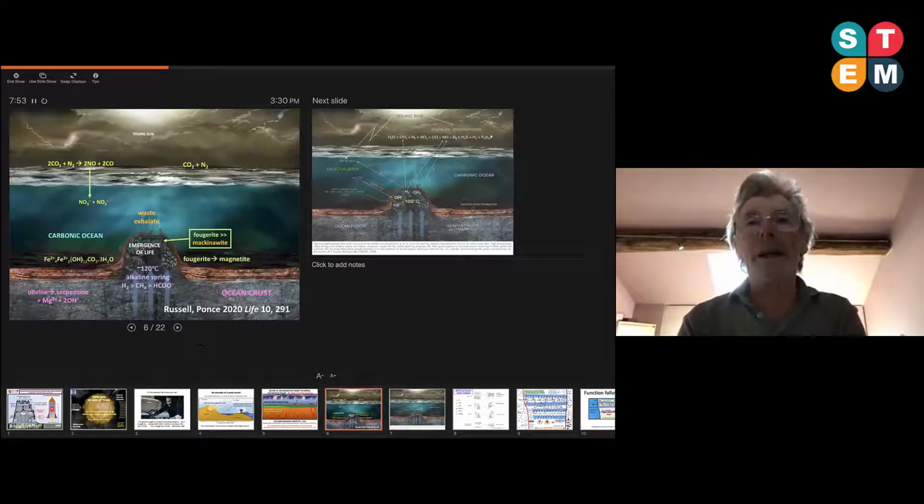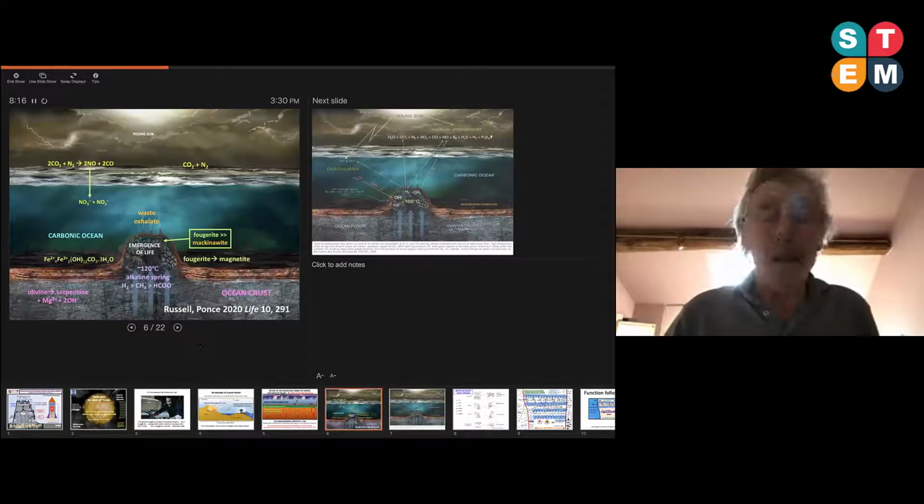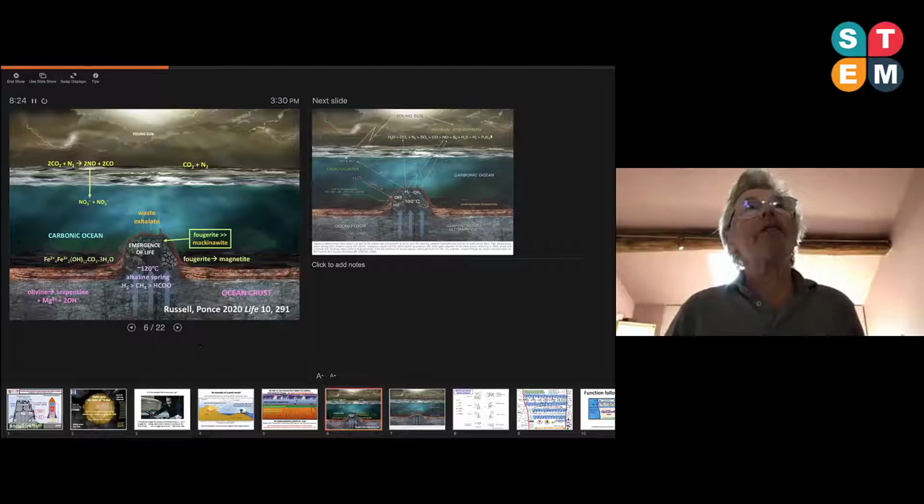Here's an alkaline spring coming up into the early ocean. I won't go into details, but I can tell you that it's alkaline, or basic, if you like. Its pH is about 10, perhaps 11. It's got hydrogen and methane and formate in it at about 100 to 120 degrees centigrade, so not too hot. It's interacting, in the slide, with carbon dioxide in the ocean. I've called it a carbonic ocean, and also the nitrate and nitric oxides that are generated by lightning in the early Earth, and with some carbon monoxide from the carbon dioxide and nitrogen.